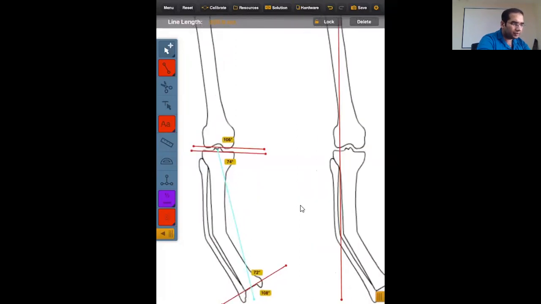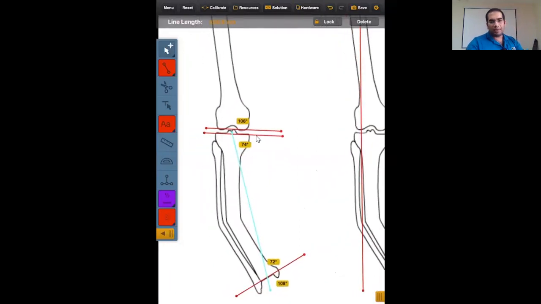Here, as we can see, the mechanical medial proximal tibial angle is 74 degrees. The normal is 87 degrees, so it is less. Same is the case with the lateral distal tibial angle, which is 108 degrees, while the normal should be 90 degrees. So both the angles are disturbed, and as I told you, when both the angles are disturbed, you can say that the deformity is somewhere in the middle. It is not close to the joint.